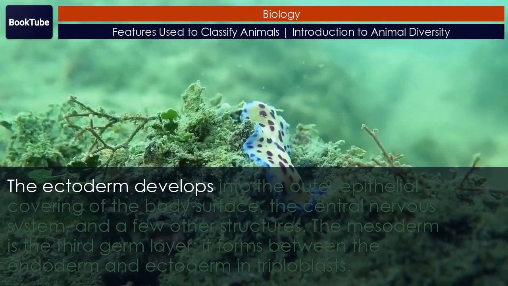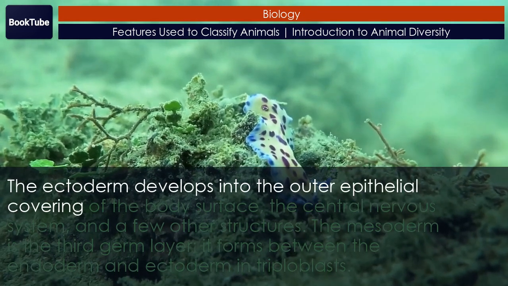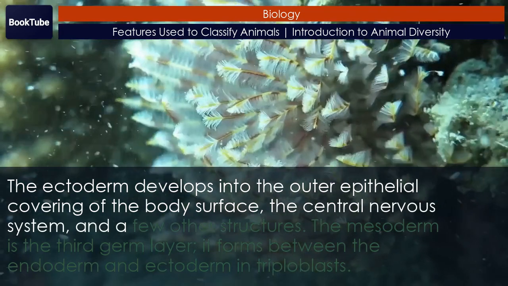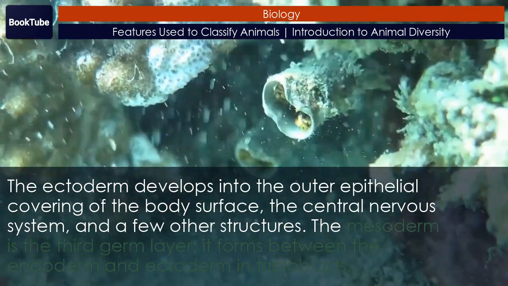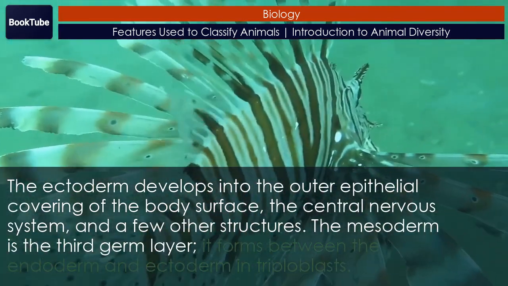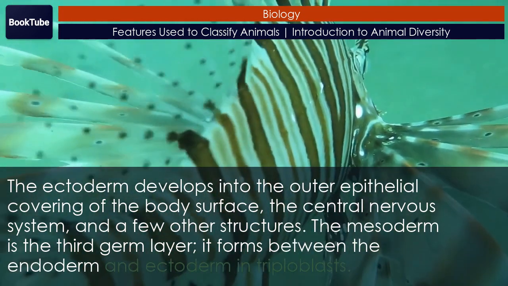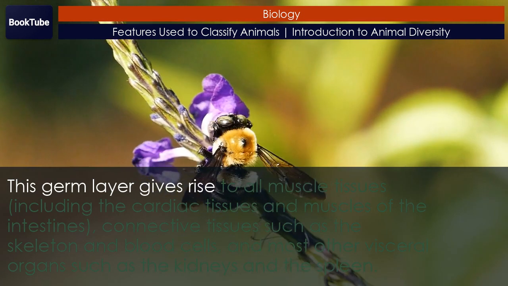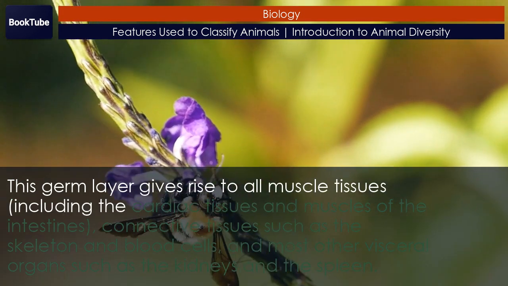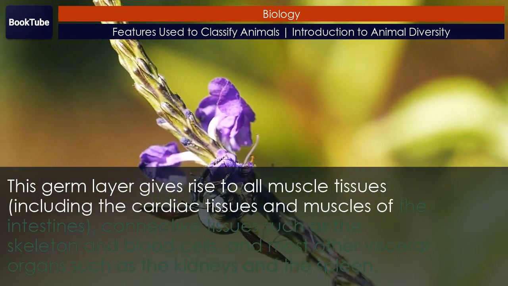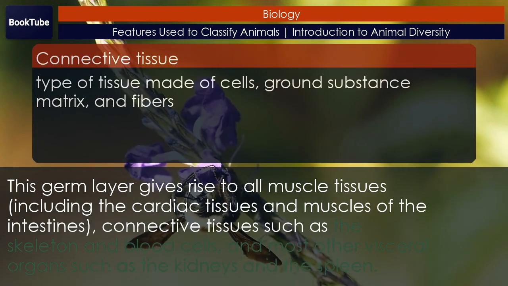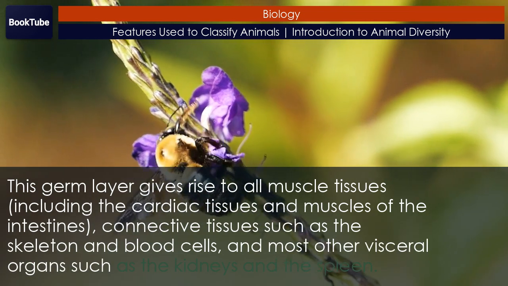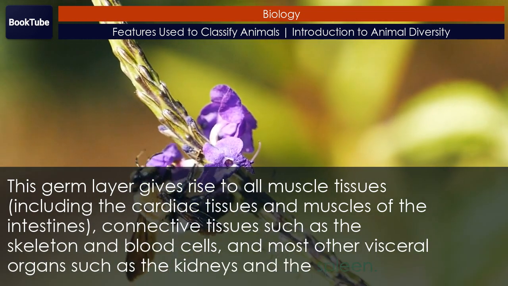The ectoderm develops into the outer epithelial covering of the body surface, the central nervous system, and a few other structures. The mesoderm is the third germ layer. It forms between the endoderm and ectoderm in triploblasts. This germ layer gives rise to all muscle tissues, including the cardiac tissues and muscles of the intestines, connective tissues such as the skeleton and blood cells, and most other visceral organs such as the kidneys and the spleen.